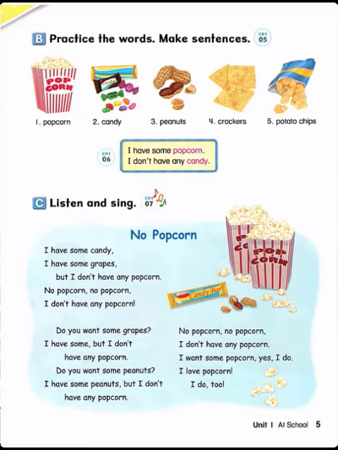Page 5. C. Listen and sing. No popcorn. I have some candy. I have some grapes, but I don't have any popcorn. No popcorn, no popcorn. I don't have any popcorn. Do you want some grapes? I have some, but I don't have any popcorn. Do you want some peanuts? I have some peanuts, but I don't have any popcorn. I want some popcorn, yes I do. I love popcorn. I do too.